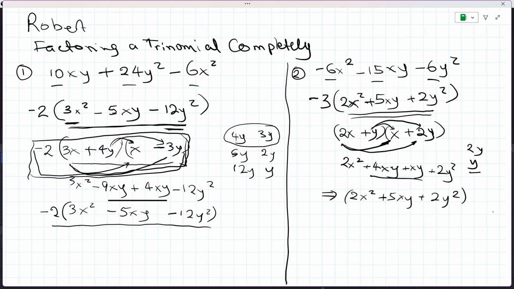Of course, we can't forget our minus 3. So after having factorized the expression on the right, we have to remember our first factor, and this will be our final answer. Minus 3 into 2x plus y into 2y plus positive 2y.